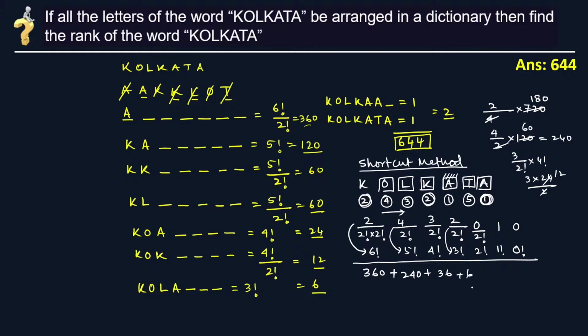So write down. Then this is 0 by factorial 2, which gives us 0 actually, multiplied with factorial 2 gives us 0. This is 1. And this is again 0. So the total number that we are getting, 360 plus 240, that is 600. Plus 36 plus 6, that is 42, plus 1 is 43. So it is coming to 643.